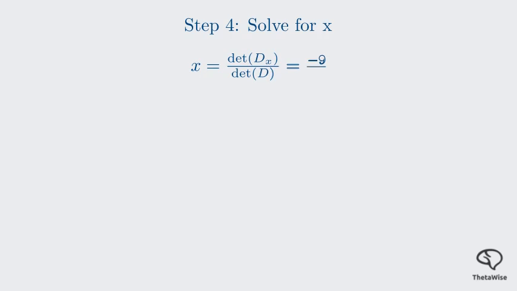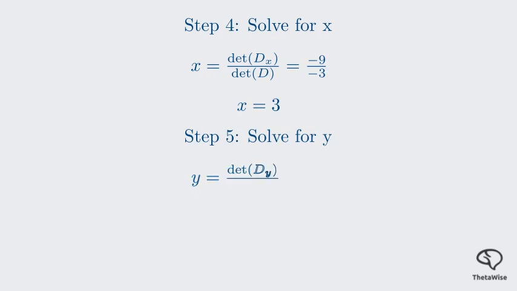With D, Dx, and Dy calculated, we can now find our solutions for x and y using the Cramer's rule formulas. First, let's solve for x. The formula is det Dx divided by det D. We found det Dx is -9 and det D is -3. So x equals -9 divided by -3. The result is 3. So x equals 3. Next, let's solve for y. The formula is Dy divided by D.